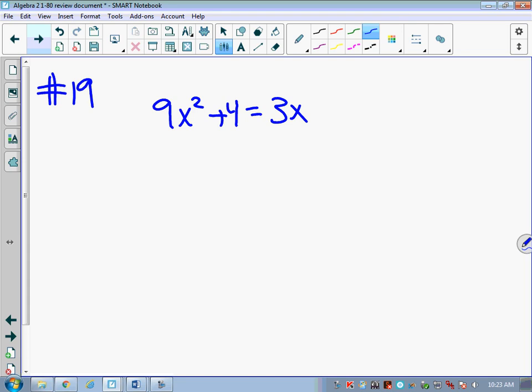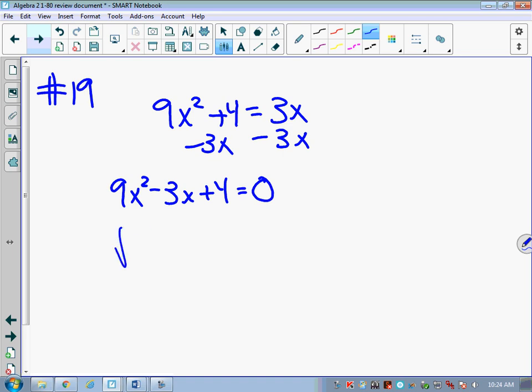Move the 3x. How do I move it? Subtract 3x. Okay, what's my new equation? 9x squared minus 3x plus 4 equals 0. How did I find the discriminant? Negative 3 squared. Do I need to have negative 3 in parentheses? Absolutely I do. Negative 3 squared minus 4 times 4. Okay?